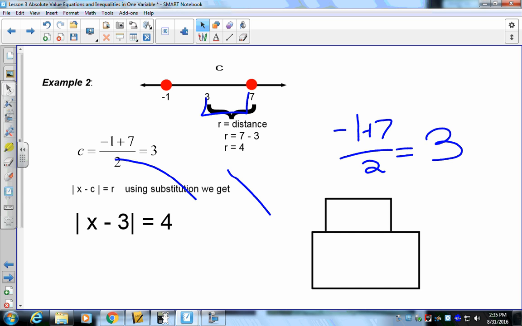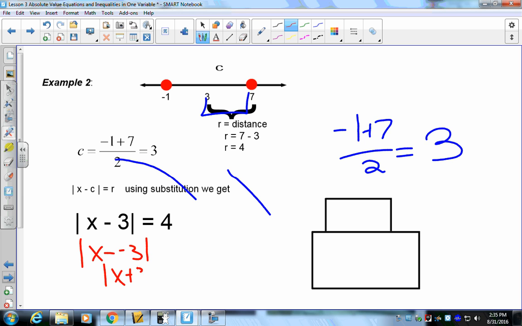Here's what we get for our equation: the absolute value of x minus 3 is equal to 4. So when you're plugging it in, it's always going to be x minus whatever that number is. If this number happens to be a negative, like if this was a -3, hypothetically, then it changes and just becomes x plus 3. So one way to think about it is whatever the center is, you put the opposite sign inside your absolute value, and it's equal to the distance.